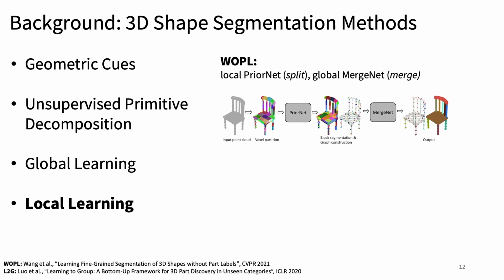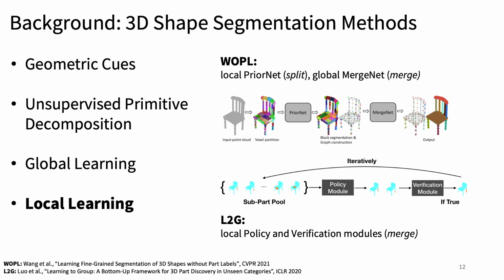In learning fine-grained segmentation of 3D shapes without part labels, or WOPL for short, a prior net performs a split-like operation in a local fashion that is followed by a global merge predicted by a merge net. In learning to group, a bottom-up framework for 3D part discovery in unseen categories, or L2G for short, a policy module and a verification module are trained in a reinforcement learning paradigm to decide when subparts should be grouped together in a merge-like operation. We experimentally compare SHRED against these approaches, and we find that SHRED's collection of learned local operations improves the quality of its region decompositions over these alternatives.